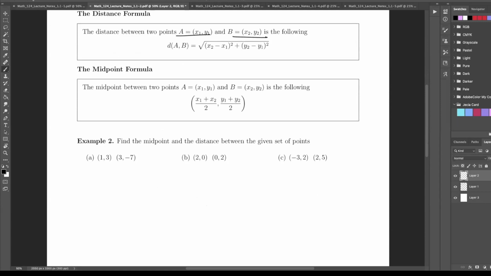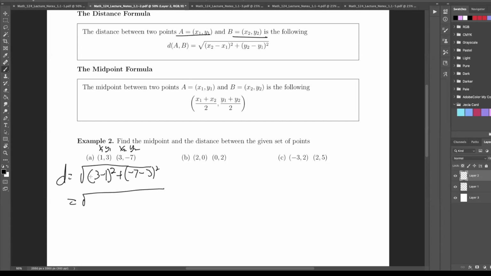So let's pretend we want to find the distance and the midpoint for each of these sets. Let's start with the distance. The distance is equal to the square root. For this one, I'm going to label this x1, y1, and this x2, y2. You don't have to label the points, but here we're going to take x2 minus x1. So it'll be 3 minus 1 squared, plus -7, because that's our y2, minus y1, which in this case is 3, squared.